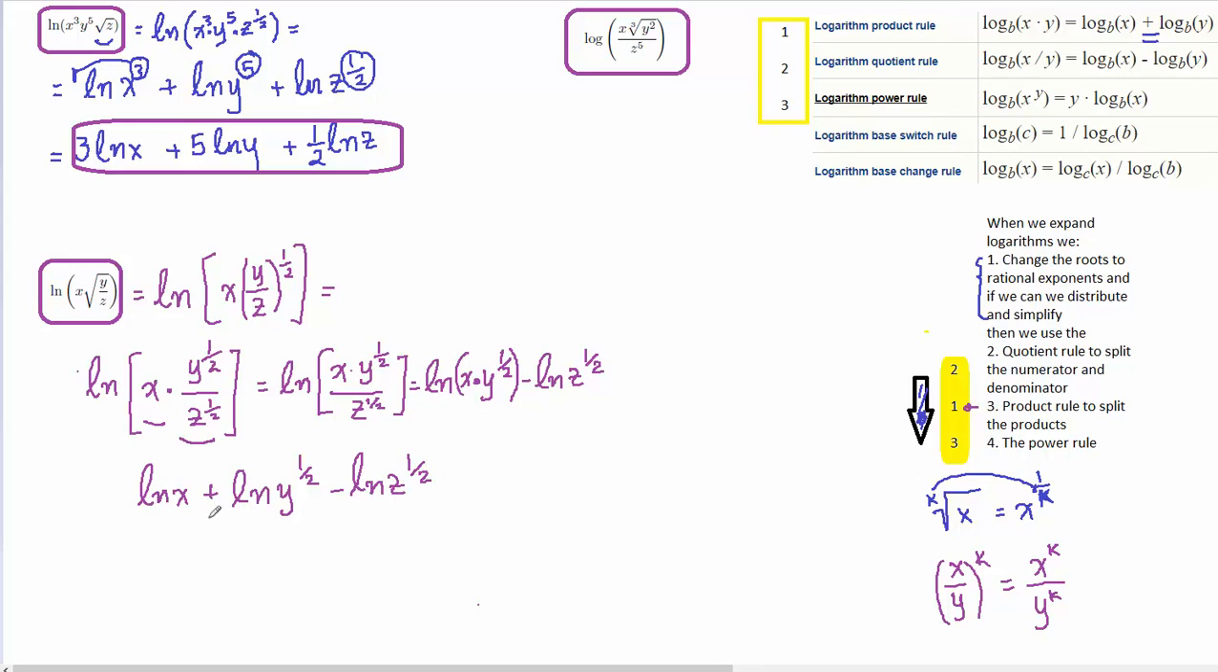And now that I have three terms, the first term is done, is ready. There is nothing else that I can do to simplify it further, ln of x. But the second one has an exponent, so using the power rule I can bring the exponent down, and I can have 1/2 of ln of y minus, the same thing happens here, 1/2 of ln of z. And this will be my final solution for this problem.